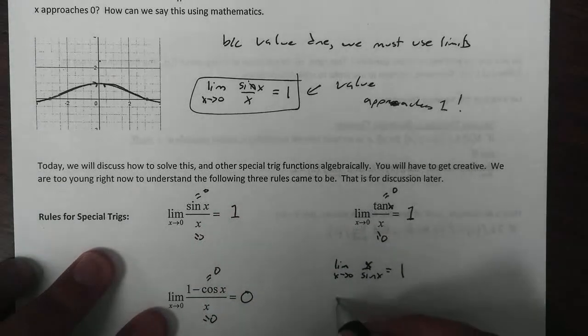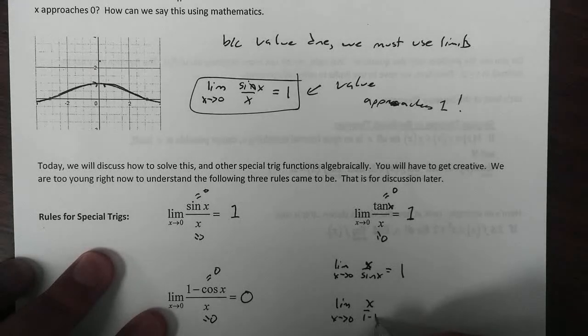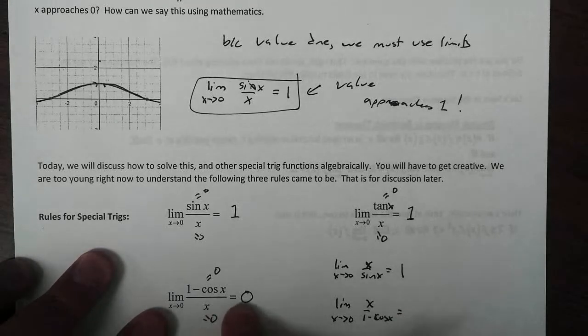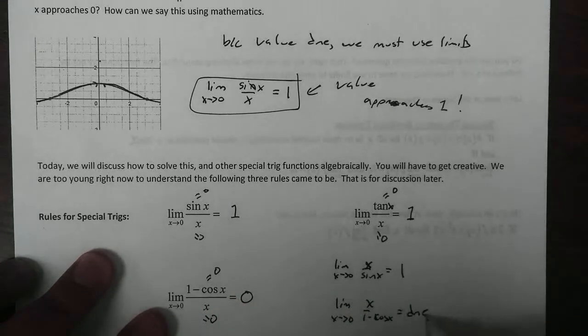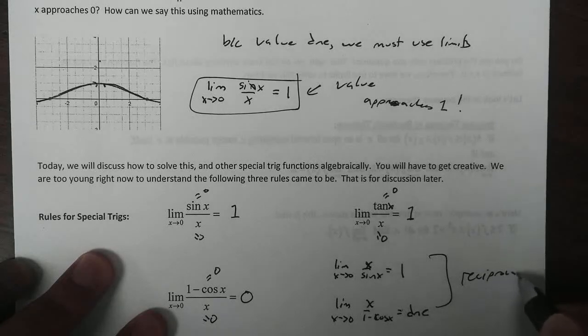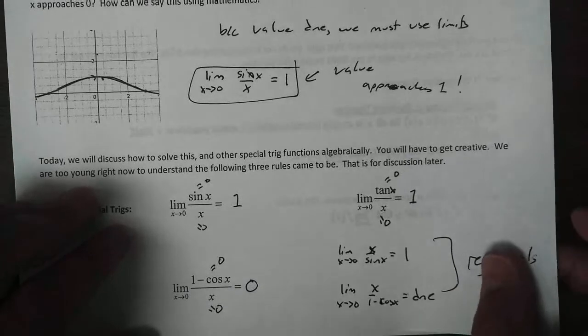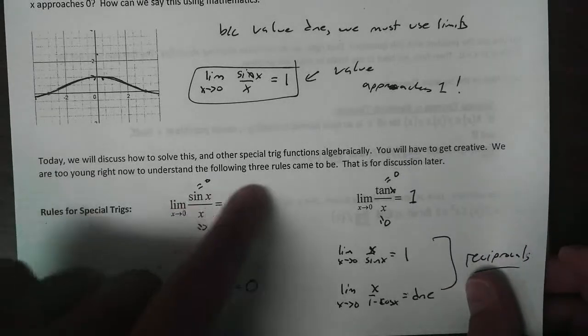However, if I flip the cosine one, x over 1 minus cosine of x, I would have to flip my answer. 0 over 1 is 0, but 1 over 0 is undefined. It does not exist. These are sometimes called the reciprocals. All right, so let's take a look at some examples. I think some of you guys will really like this lesson right now. So we want to memorize these rules right here, so let's use them. Okay, the first one, number 1 up here.